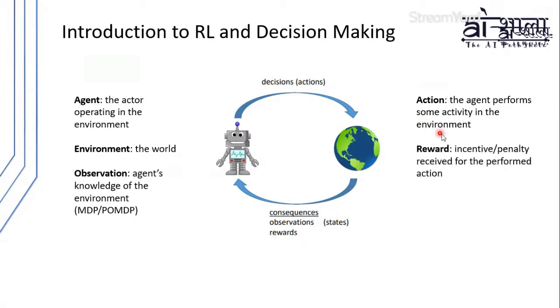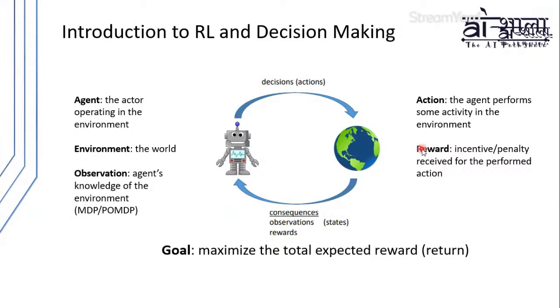Reward is whatever incentive the agent receives for what it is doing in the environment. If it is driving left or right, what reward it will receive by these actions is called the reward. The goal of the agent is to maximize the total expected reward, and this is called the return. It has to apply those actions which will give the maximum reward. That's the main goal here. We will see how you can achieve this goal and train your robotic agents to do this.